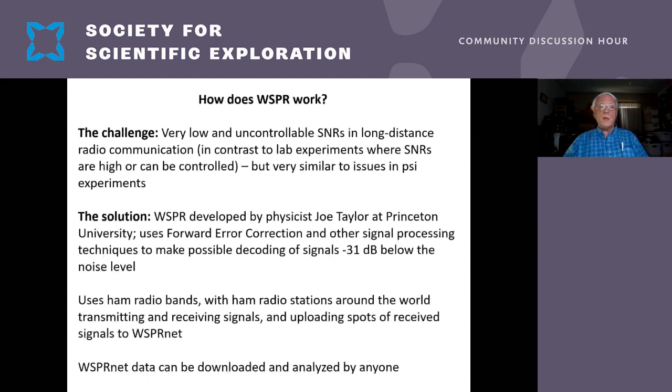And the solution for radio was developed by a physicist named Joe Taylor at Princeton University. He won the Nobel Prize and is a radio astronomer and a physicist. And what he uses is something called forward error correction and other signal processing techniques to make possible decoding of signals about negative 31 decibels below the noise level. Now, for those who aren't engineers, that may sound meaningless, but it's basically what allows you to have error-free internet communication and a lot of other sorts, cell phone communication.